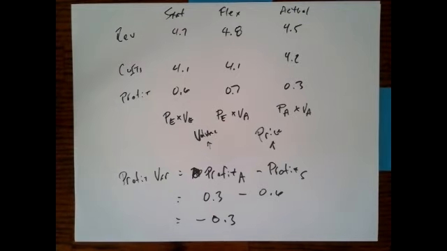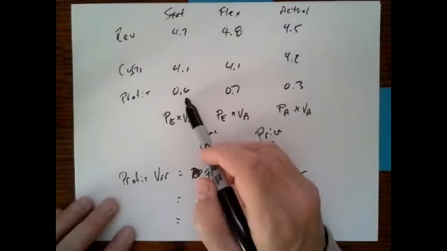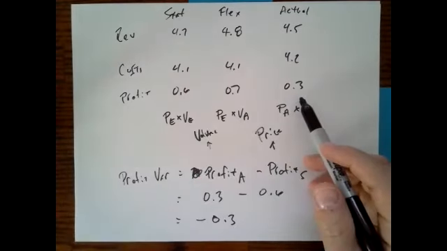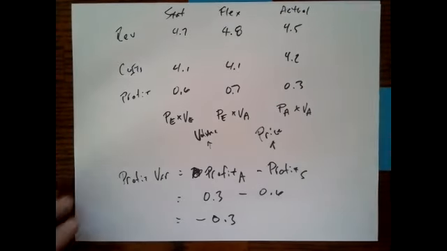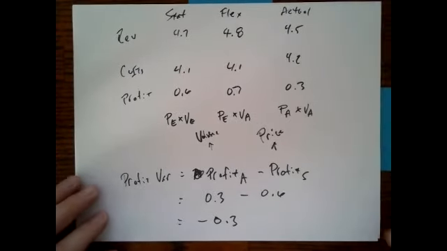So what does this mean? Well, we had a goal of earning $600,000 in profit. We actually earned $300,000 in profit. So we had a shortfall of profit of $300,000. So the negative number here means we fell short of our goals.